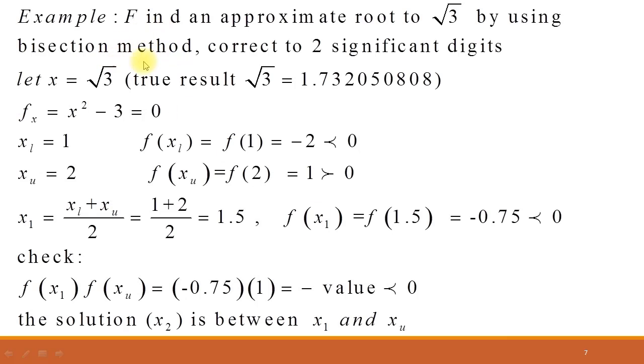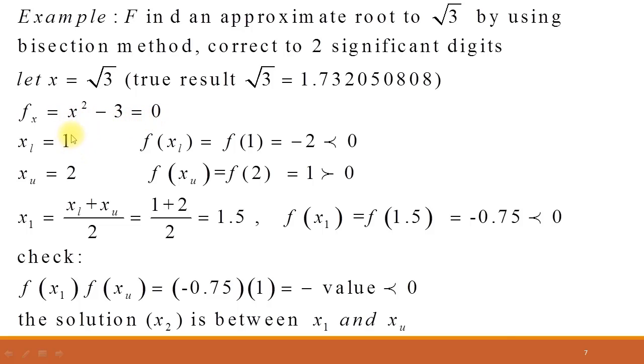Now suppose we have an example to find an approximate root of square root of 3 by using the bisection method, correct to two significant digits. Dear students, we can easily calculate by calculator that square root of 3 is equal to 1.732050808. This is the exact result. Now to find the approximate result by using the bisection method, we can write this equation, taking square on both sides. We obtain a function x squared minus 3 is equal to 0.